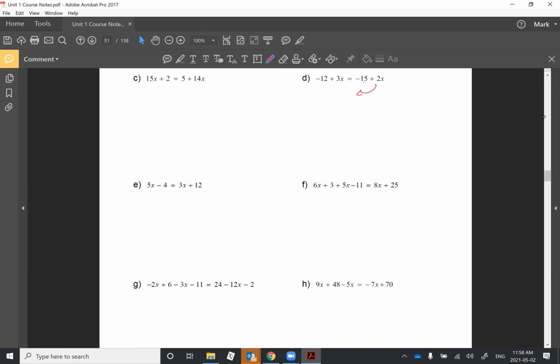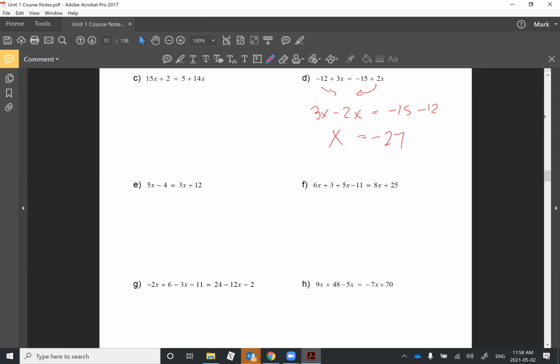So the 2 gets moved, and the 12 gets moved. So this would be 3x minus 2x equals negative 15 minus 12. So x is going to equal negative 15 minus 12, which I guess should be minus 27. If I make a mistake, let me know. I'm just doing these in my head.